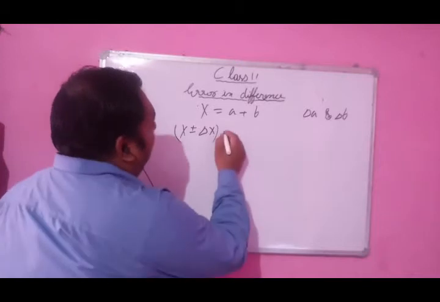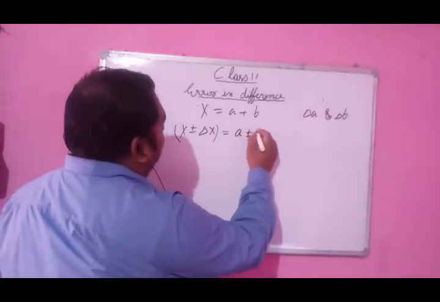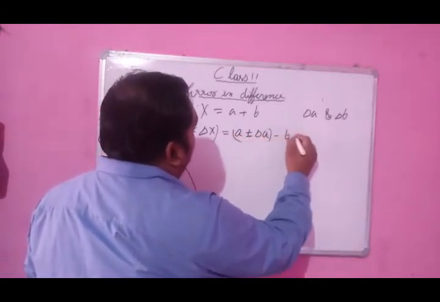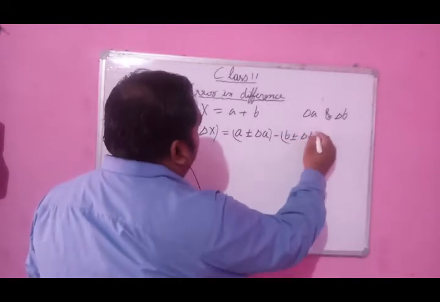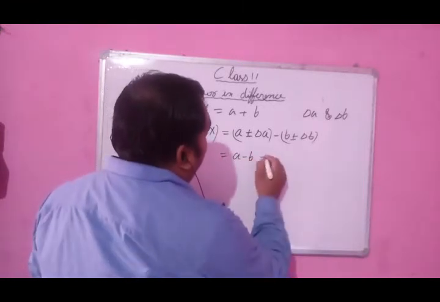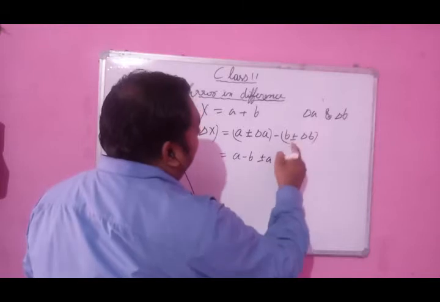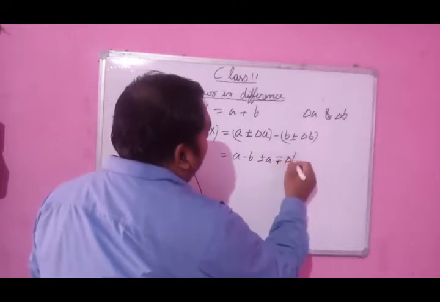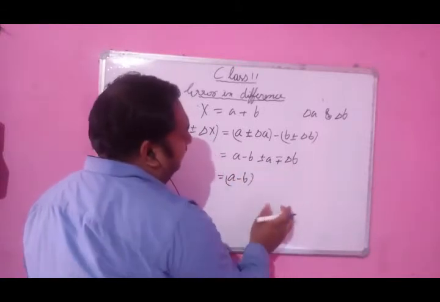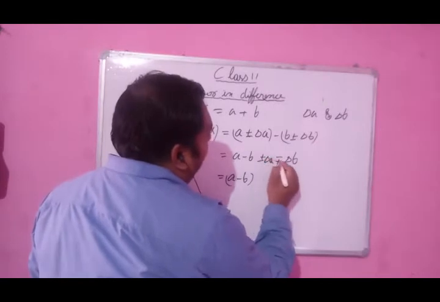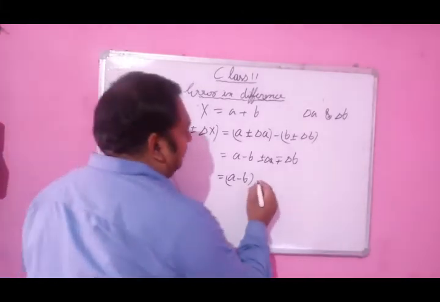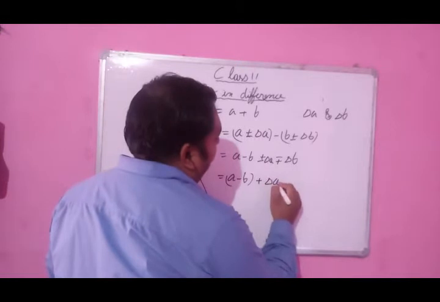So here, A plus minus del A minus B plus minus del B. So here this is A minus B and plus minus del A, and this minus multiplied here gives minus plus del B. So again the result will come A minus B. There are four possible values of del A and del B, out of which the maximum possible result will be del A plus del B.